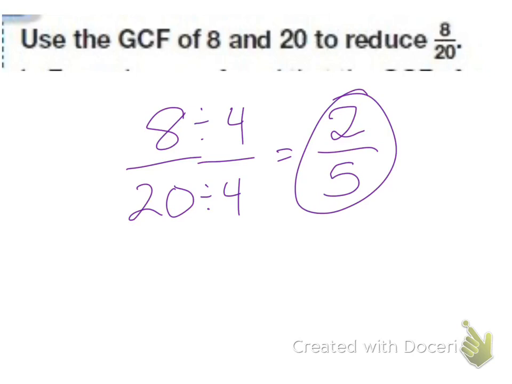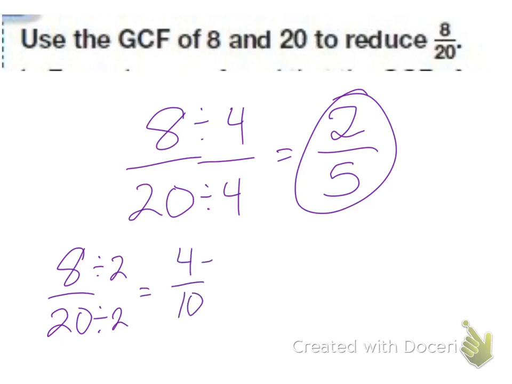Using the greatest common factor just helps us answer the question quicker, because I could do 8/20ths and divide both of them by 2, and that would give me 4/10ths. And since they're both even, I would have to divide them again by 2 and get 2/5. So dividing by the greatest common factor just saves us a step.